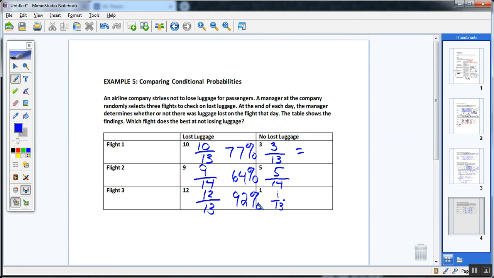Which company is going to pride itself on not losing luggage? Flight 2. Okay, flight number 2. Really, none of them should, because they're all losing over half the time, right? But which one's the least? Flight 2. Most likely some luggage is going to get lost.